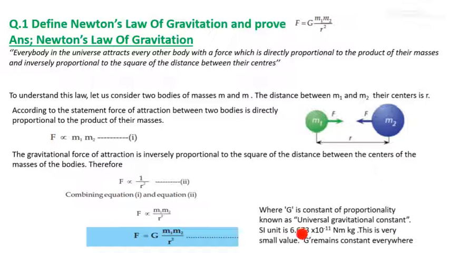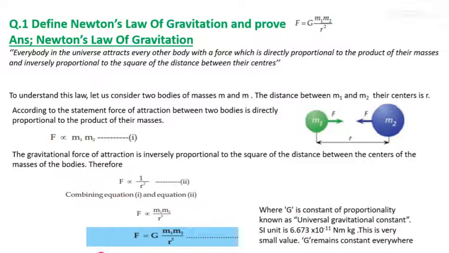Its value is 6.673 multiplied by 10 power minus 11, and the unit is Newton meter square per kg square. This is a very small value. G remains constant everywhere. This is the answer to the question: define Newton's law of gravitation.